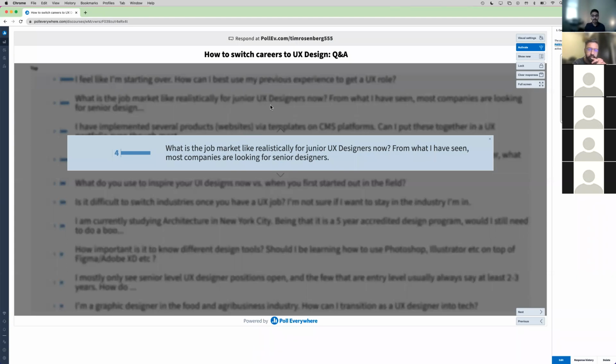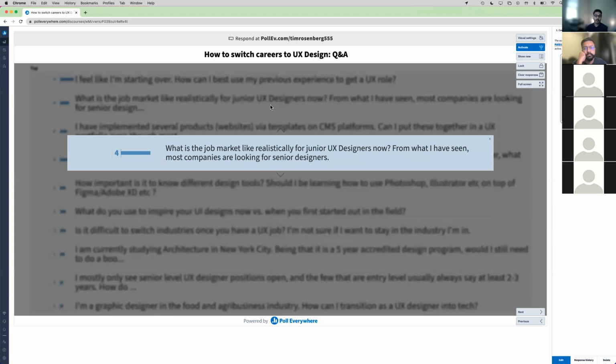So this question says, what is the job market realistically for junior UX designers? From what I've seen, most companies are looking for senior designers. And I will say that it really depends on the company, what stage the company is at, and how many designers they currently have. If a company doesn't have any designers, if it's their first hire, they will want to hire someone very experienced to set the foundation of the team.